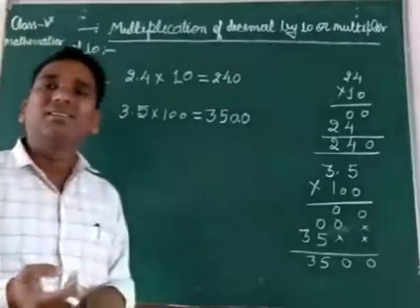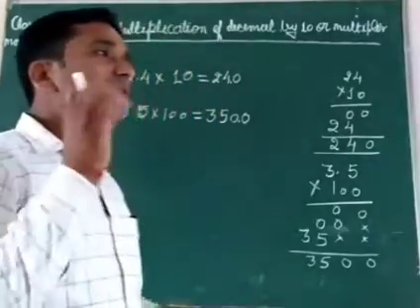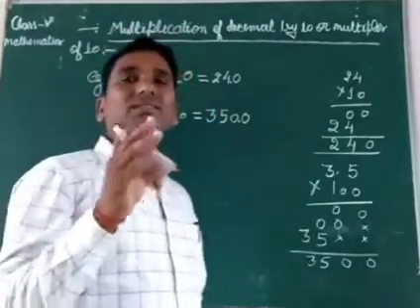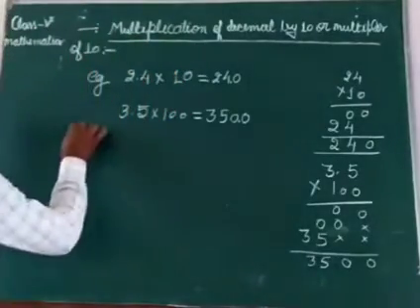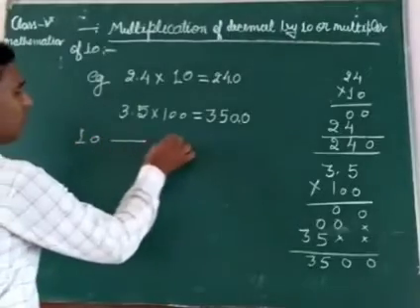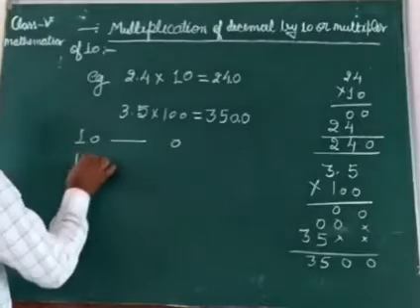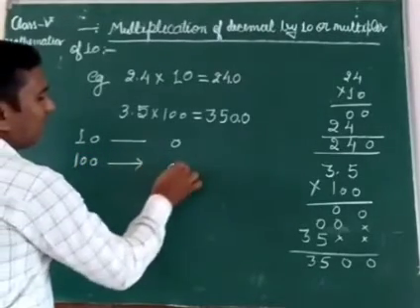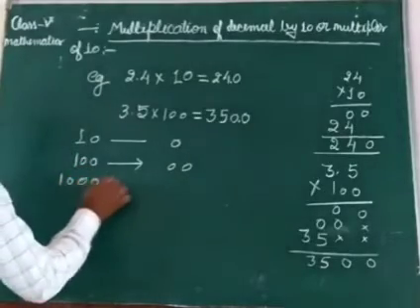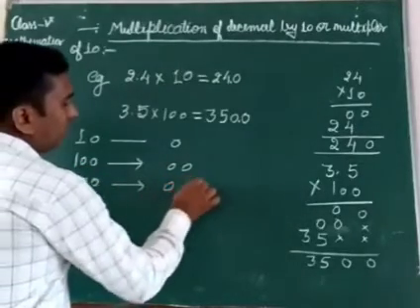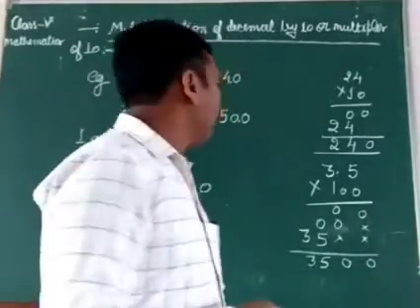If you are multiplying any number by 10, 100 or 1000, you need to add 1, 2 or 3 zeros. If you are multiplying by 10, add 1 zero to the given number. If you are multiplying by 100, keep 2 zeros at the end. If you are multiplying by 1000, keep 3 zeros at the end. Like this you can multiply any given number.